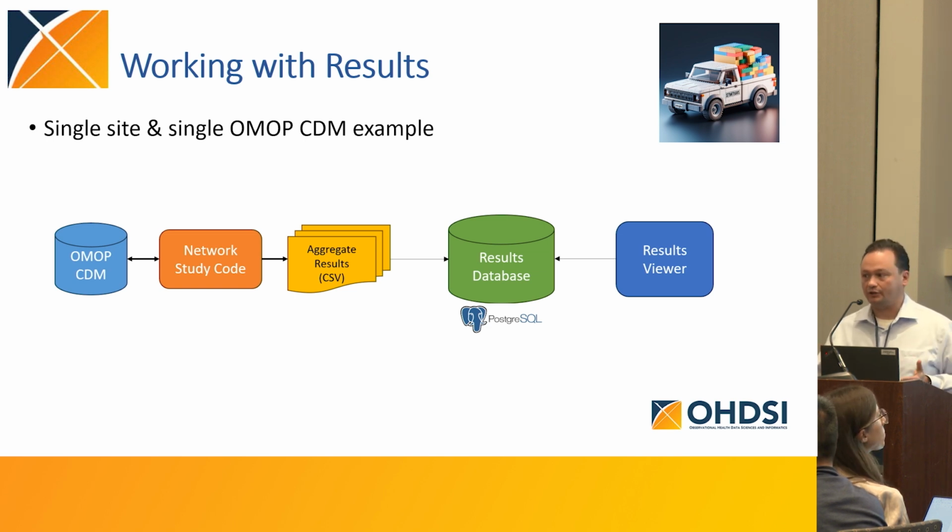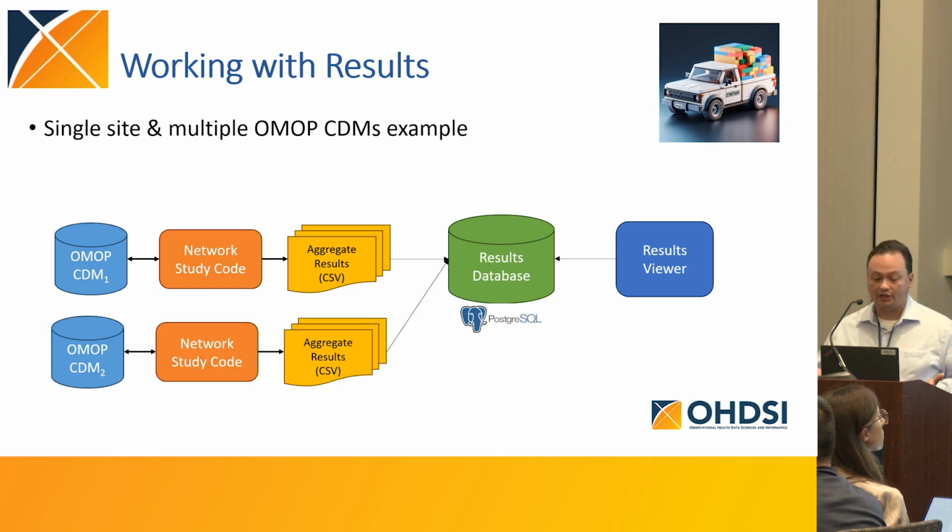And so what I'm showing here in this depiction is, you have these aggregate results in CSV format. You want to upload them to a Postgres database and use the results viewer to take a look at what your site has produced in terms of evidence around this study. And if you happen to be at a site that has multiple CDMs like I do, the process is the same. We would just run it on our different CDMs, upload to a central results database, as we call it, and use the same results viewer.